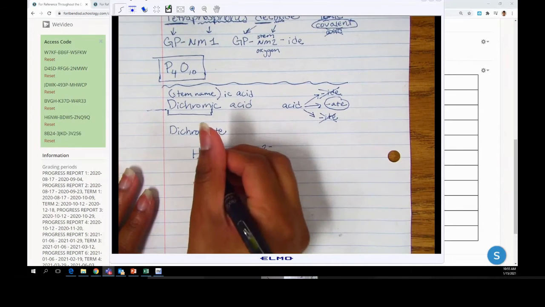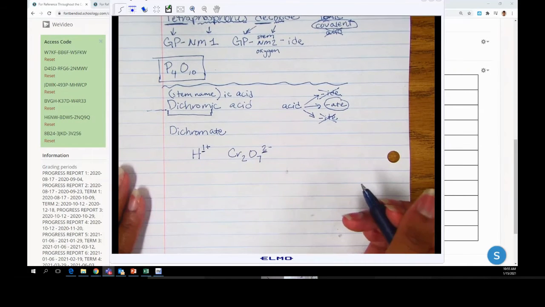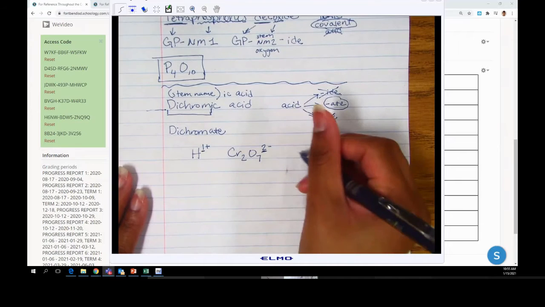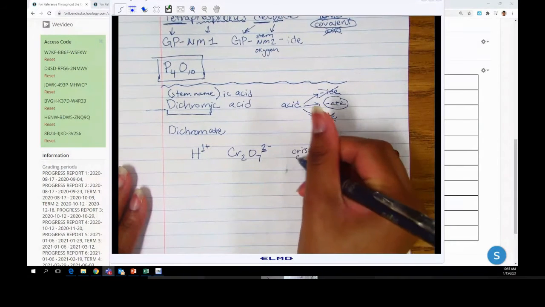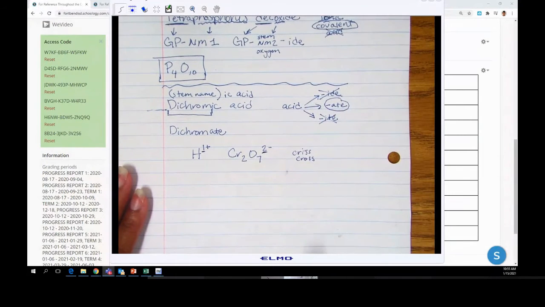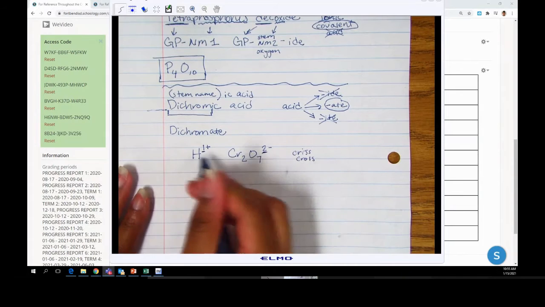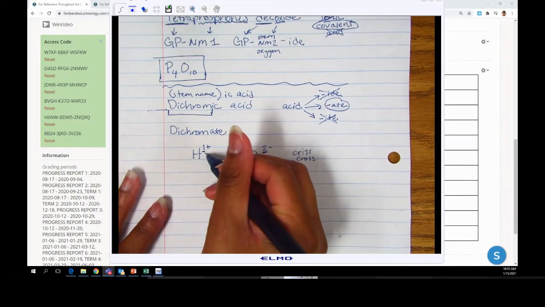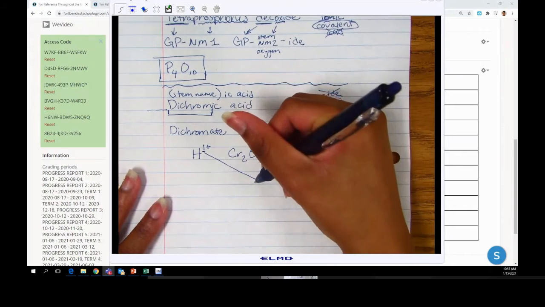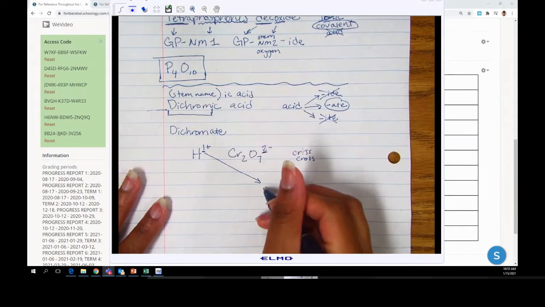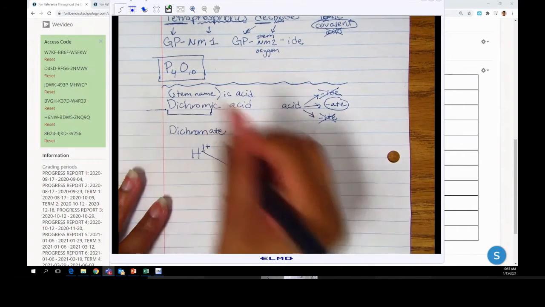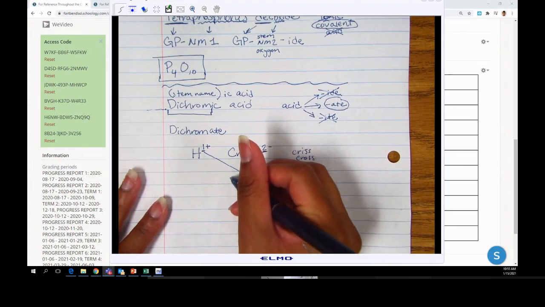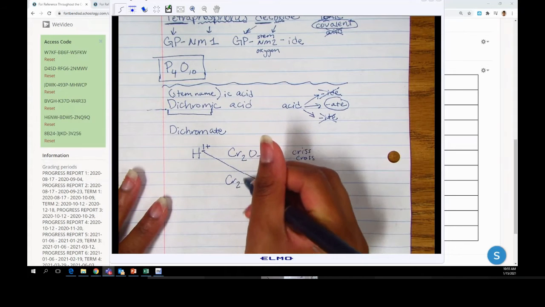Of course, we've got our magnitudes of our charges. We're going to have to crisscross here. Crisscross. My charge ratios are already nice and reduced. So I'm going to crisscross. This 1 would become the subscript on my dichromate anion, Cr2O7.